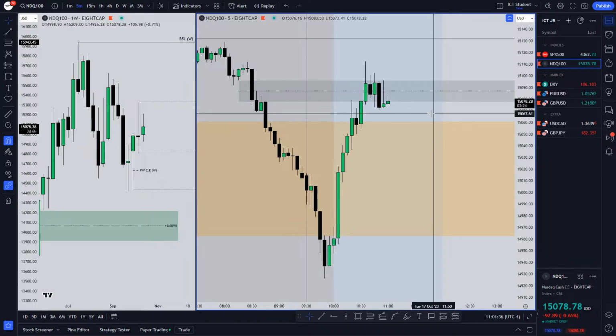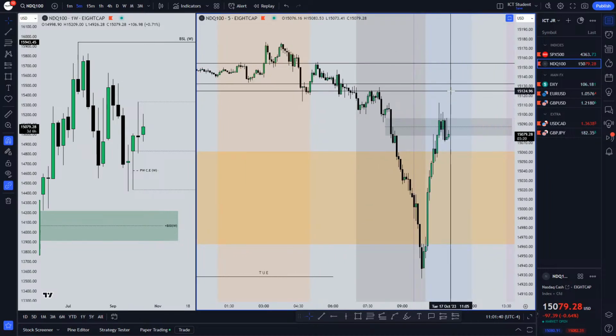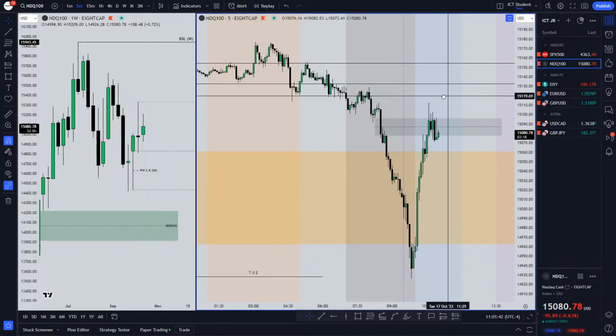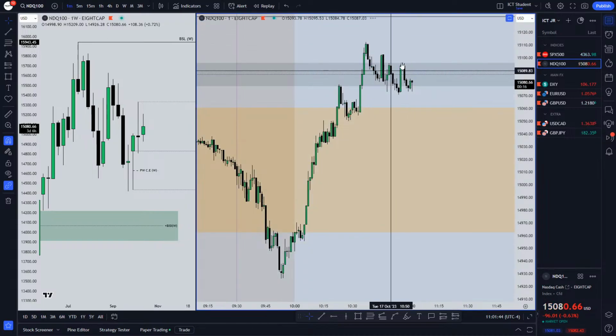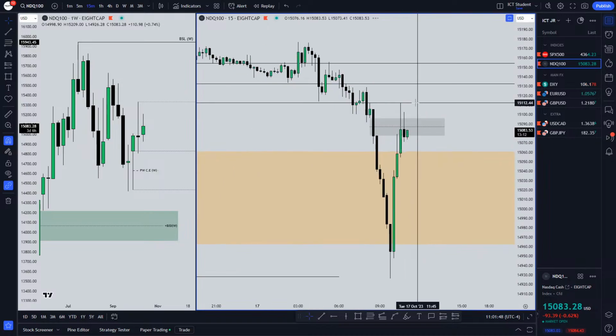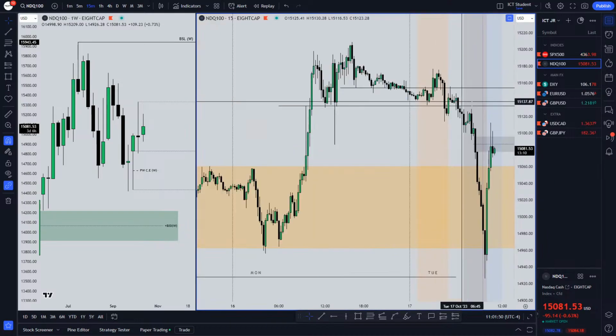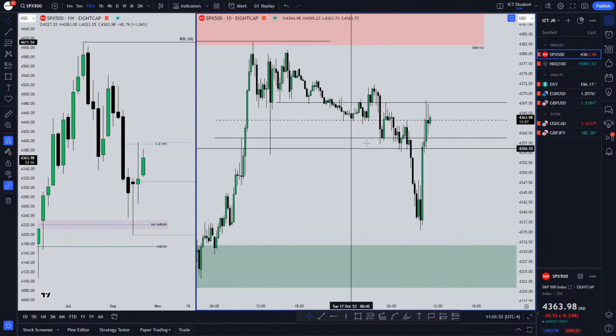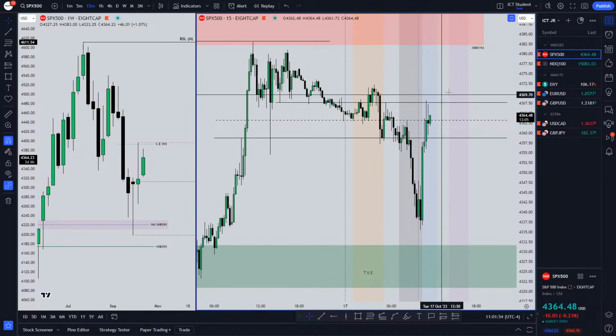Now, what are you waiting for? I'm not really waiting for anything. I'm just really trying to see how this reacts right here. NQ to this 15 minutes sell side balance here. We are respecting it. Just watching that SMT for ES and NQ.